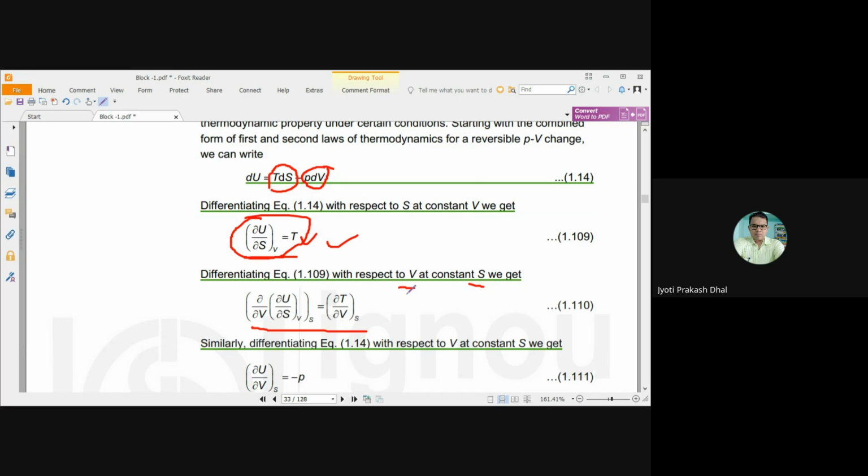Again we will differentiate the equation with respect to volume at constant entropy. You can write del by del V. So the left hand side of this equation will become del by del V of del U by del S at constant volume, constant entropy, equals del T by del V at constant entropy.